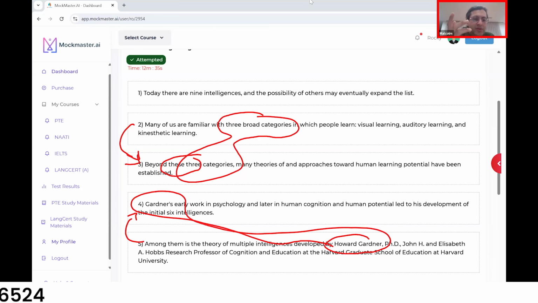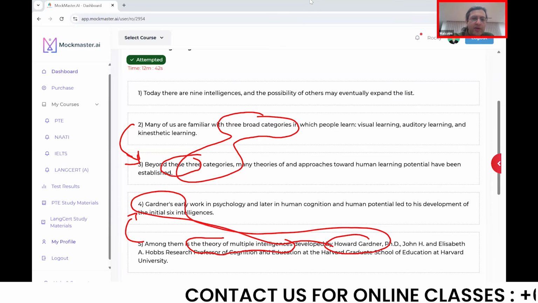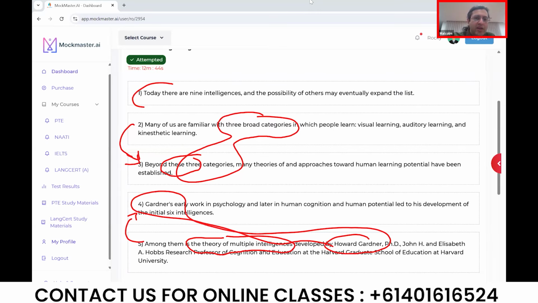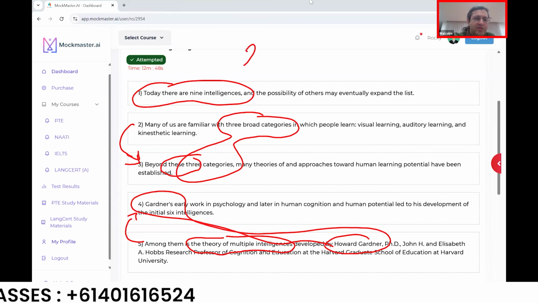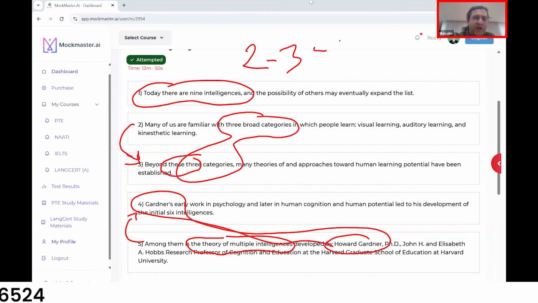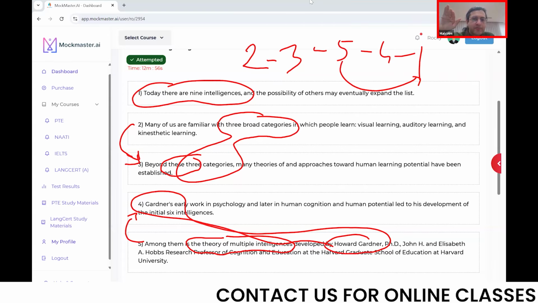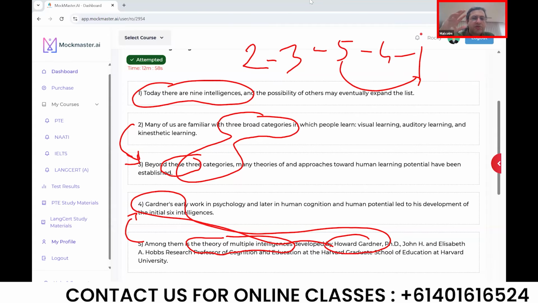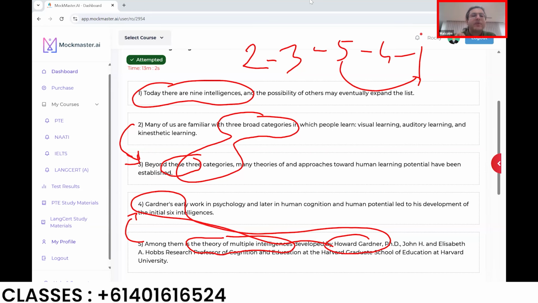There is also an invisible pair, not an adjacent pair, but some sort of pair. Which pair? The theory of multiple intelligences. Today there are 9 intelligences. So the answer was this: 2, 3, 5, 4, and 1. So eventually, this is also some type of a pair. So that is the way you remember the correct sequence of any passage. At least you try to remember.